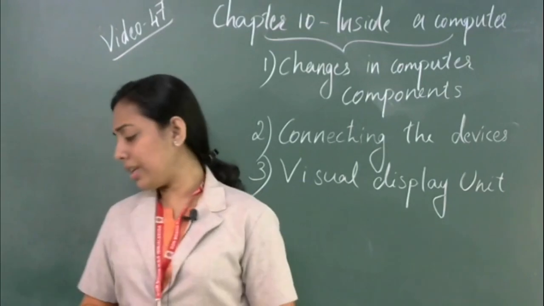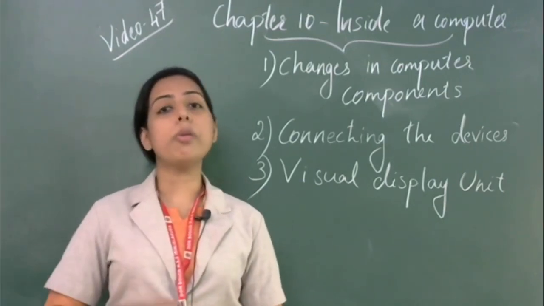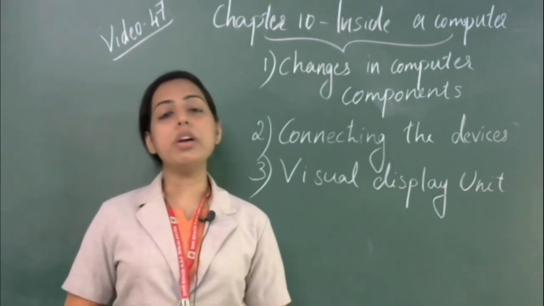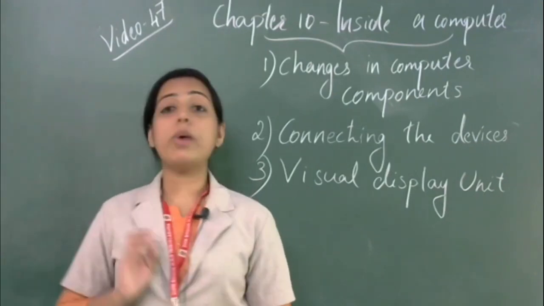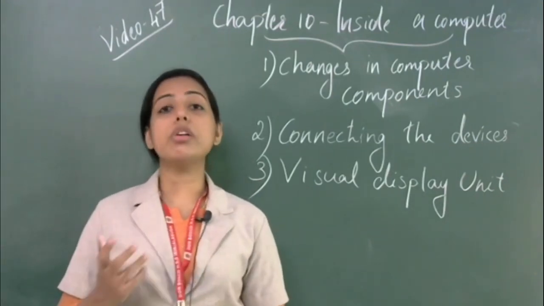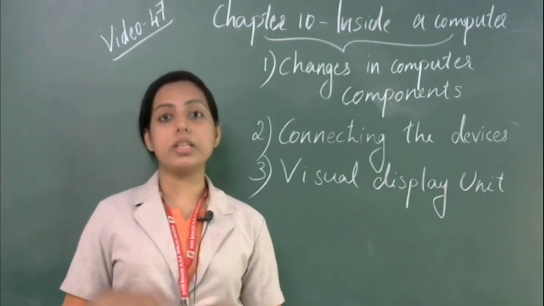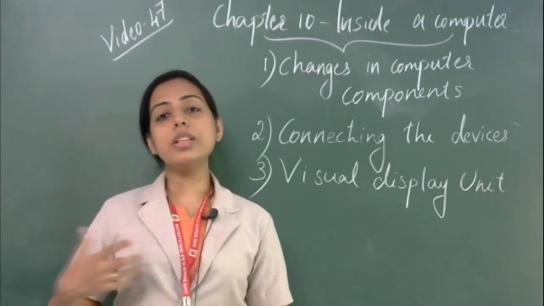Two points are given in your textbook, page number 136. You can include more points. What changes do you observe in the computer and the computer components? And in your textbook, page number 137, a picture of a mouse is given. In earlier days we were using this kind of mouse. Nowadays we are using wireless mouse and all. So that is what the changes are.